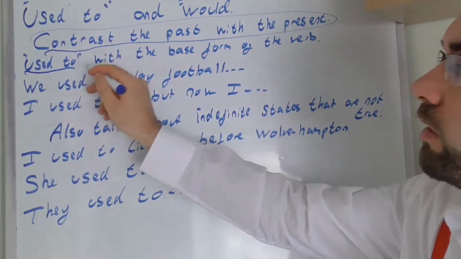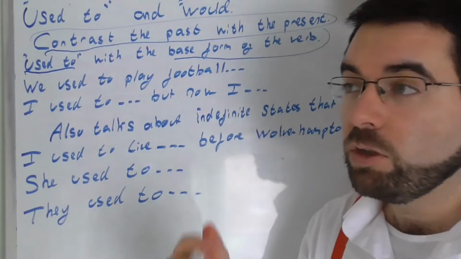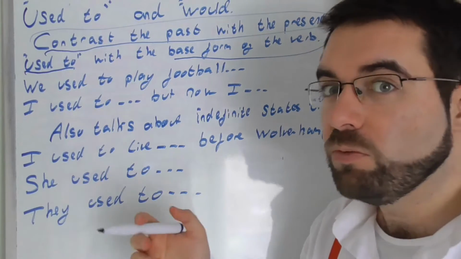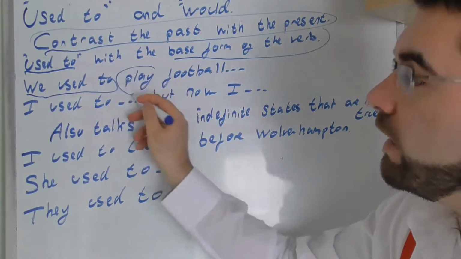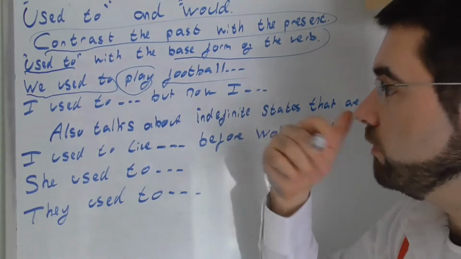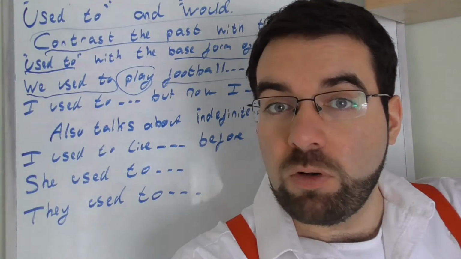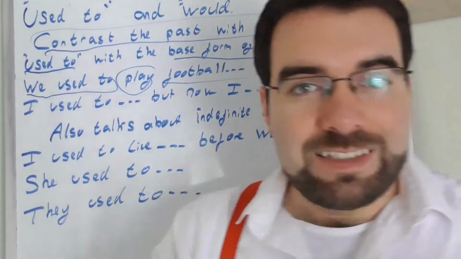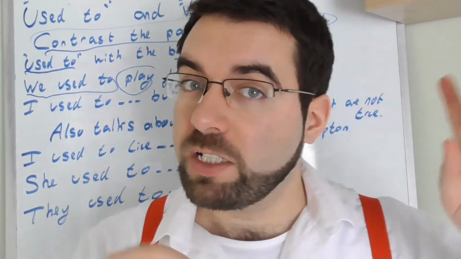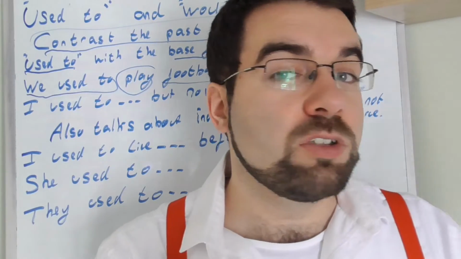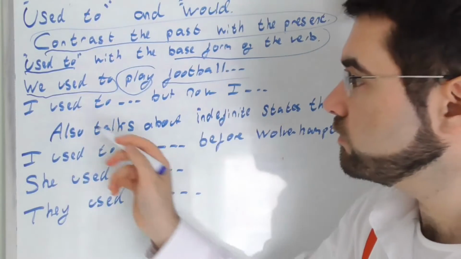We use used to with the base form of the verb to say things that are no longer true. I used to go here, for example. We used to play football, but we don't anymore. At one point in the past, we played football, but now, as it stands in 2019, we don't. So over that time span, contrasting the past and the present, we no longer do it. We used to play football.